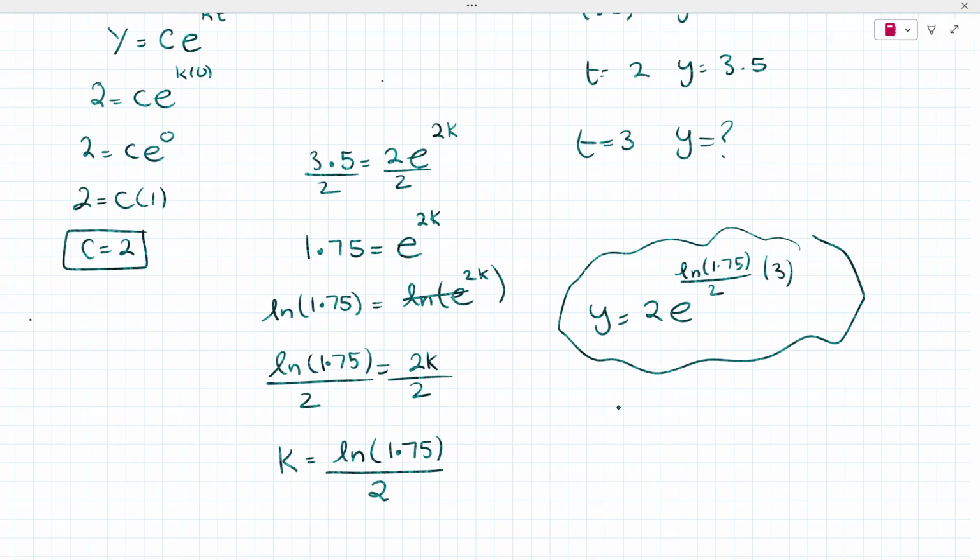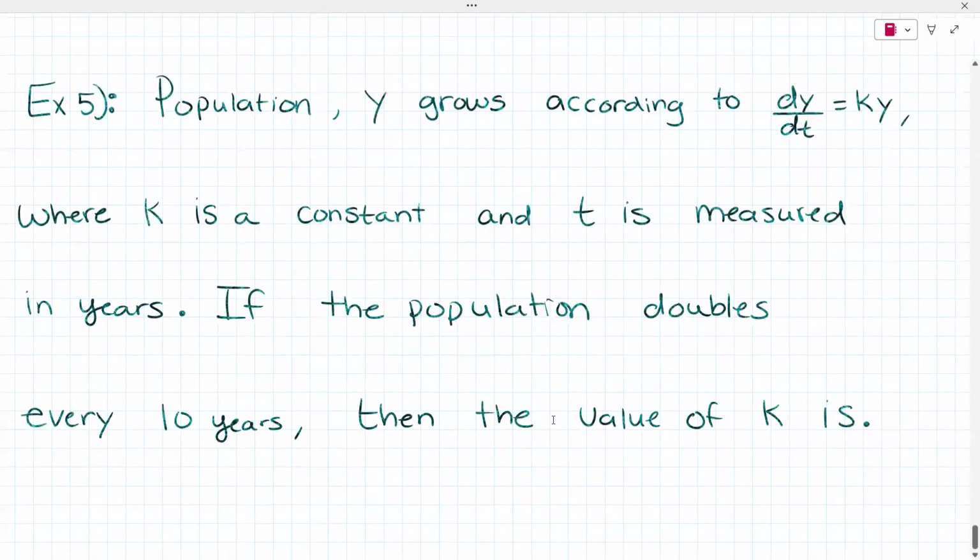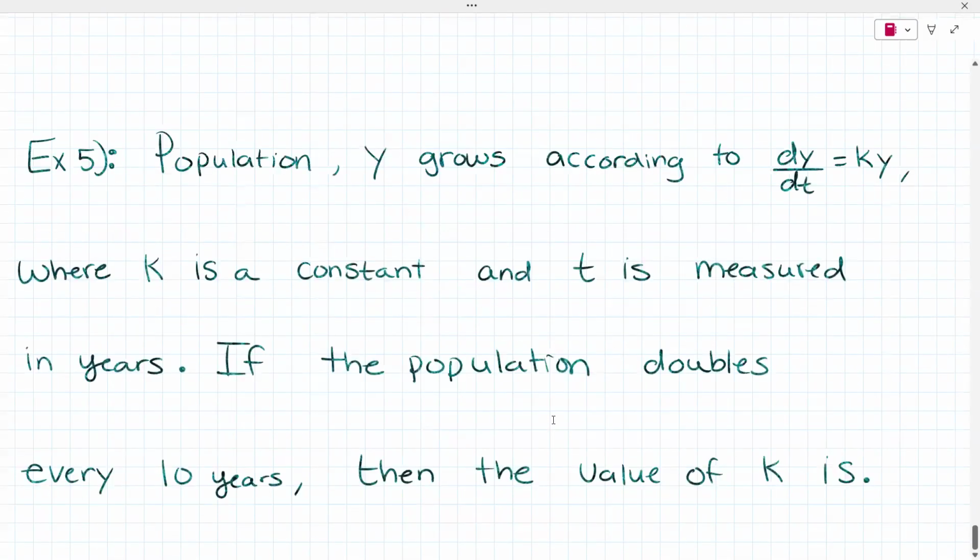Let's move on to the last example, example 5. A population y grows according to dy over dt equals k times y, where k is a constant and t is measured in years. If the population doubles every 10 years, then the value of k is. So we're still going to use the same equation, this is an exponential growth, y equals c e raised to the kt.